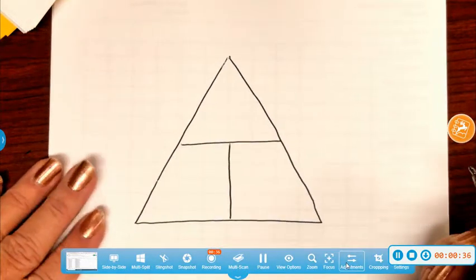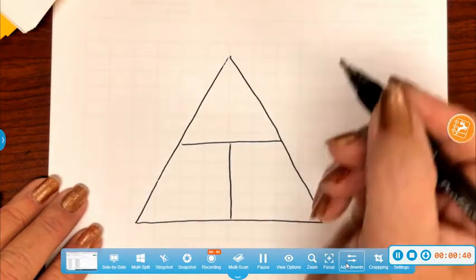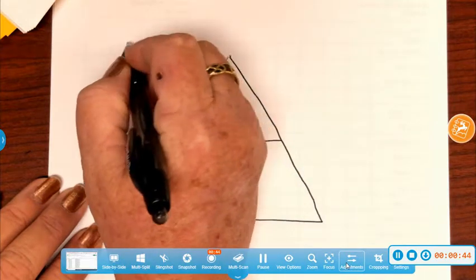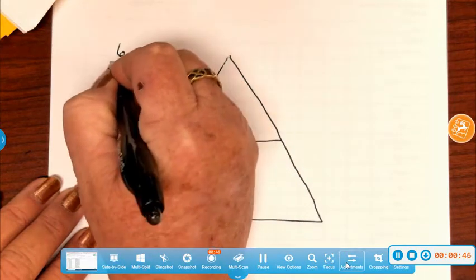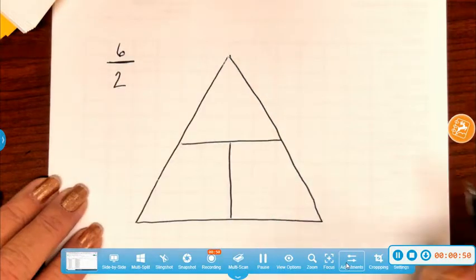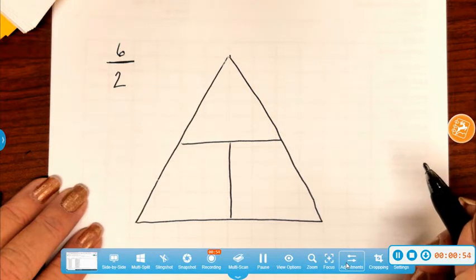A magic triangle looks like this. It's just a triangle with a T drawn in the middle. And if I write this 6 over 2, what does that mean? 6 divided by 2. So our answer would be 3, right?